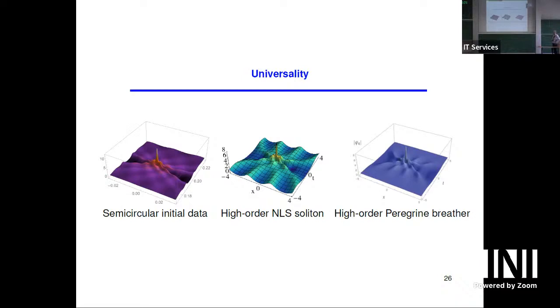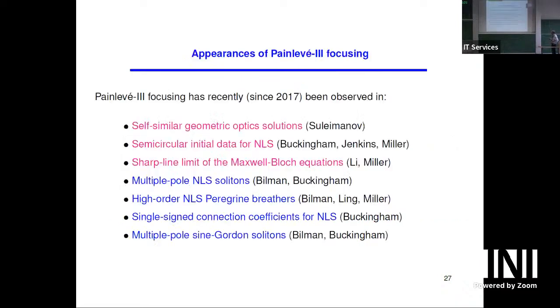Okay. And so these are proven results now. Some of these results are mine and some are other people's, but we'll go through this in detail. And there are more examples. And so here's the universality part. This behavior, which I'm calling Painlevé-III focusing, since 2017, we've seen it in several places. The first time it showed up, in 2017, was a formal argument by Suleimanov looking at the dispersionless NLS equation, like Paulo talked about. And he derived this function.